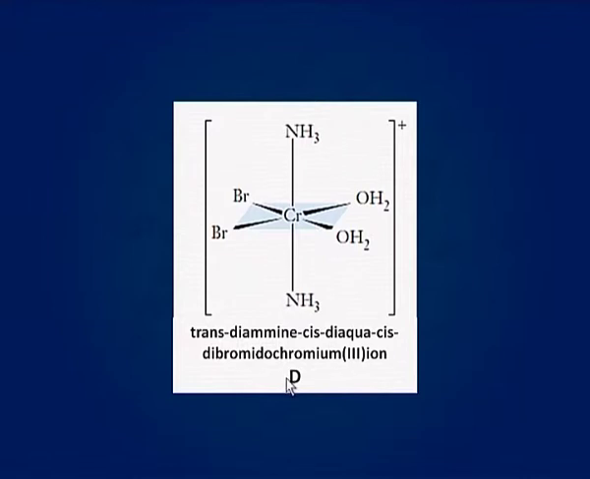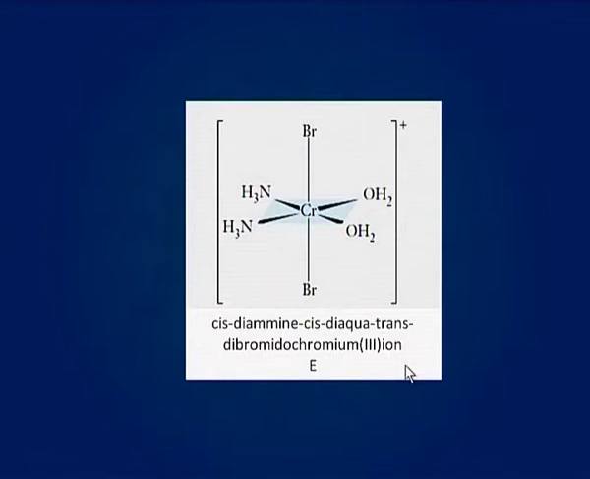In fourth form, that is D, only one pair of ligands is at trans position. This ligand ammine is at trans position. These two ligands are at cis positions to each other. Hence, this complex will be named as trans-diammine, cis-diaqua, cis-dibromido chromium(III) ion.